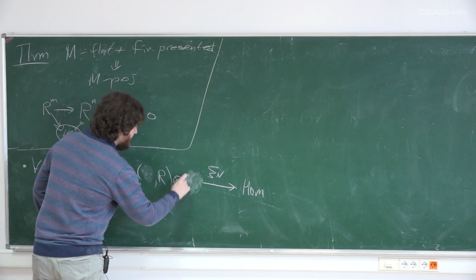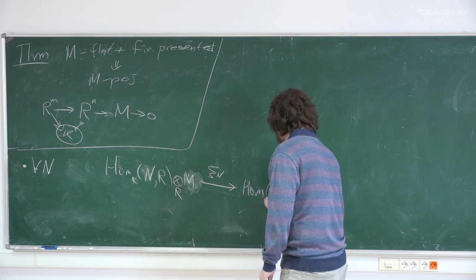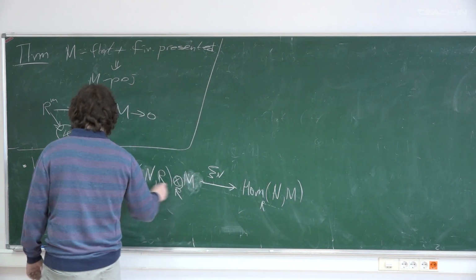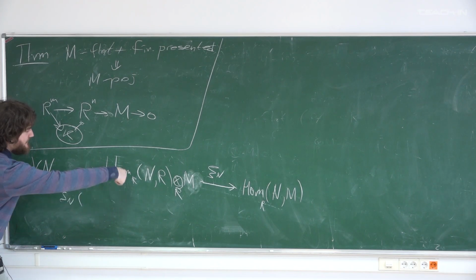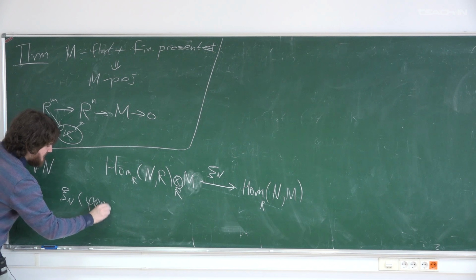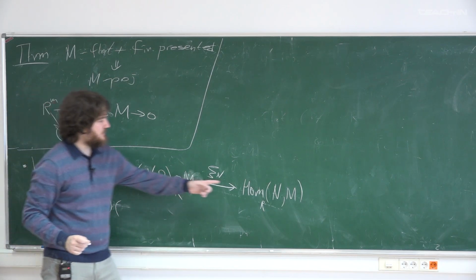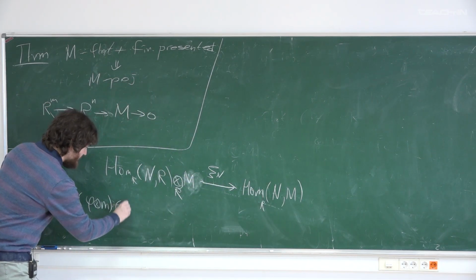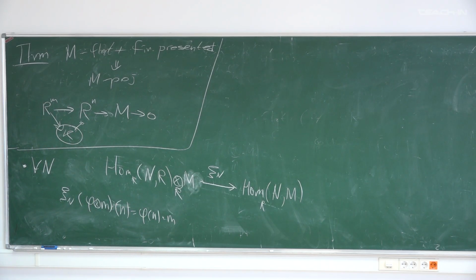Here is my flat module M, and any other module N. What does this mean? I define this: if I have some element phi from this Hom and M, it goes to, and I need to apply it to some element of N, with phi(n), which is an element from R. It's a general map. It's a map of abelian groups in general if R is not commutative; if R is commutative, it's a map of R modules.